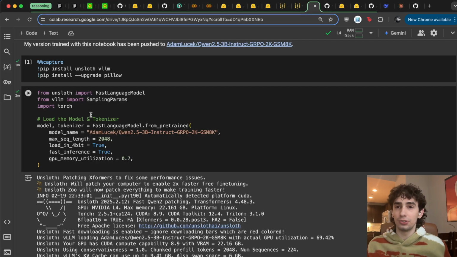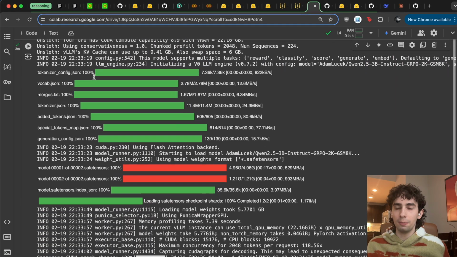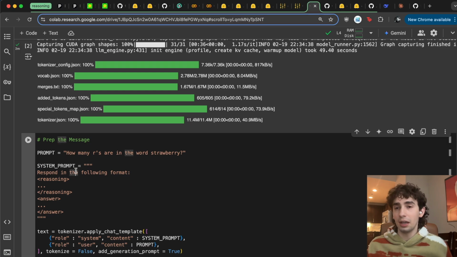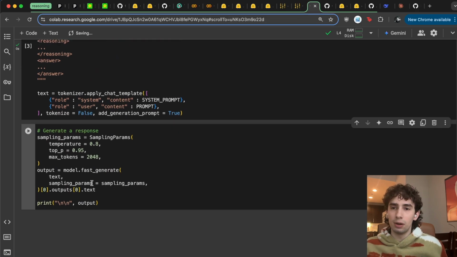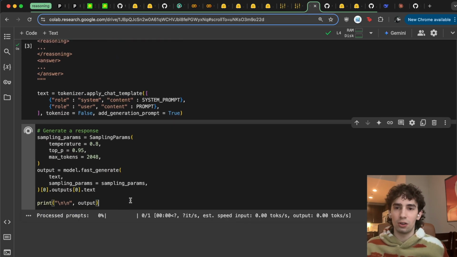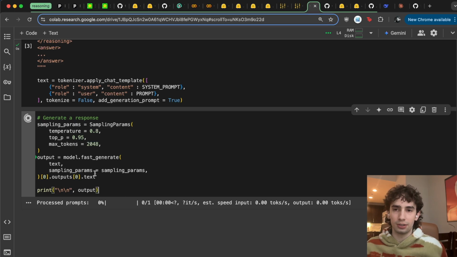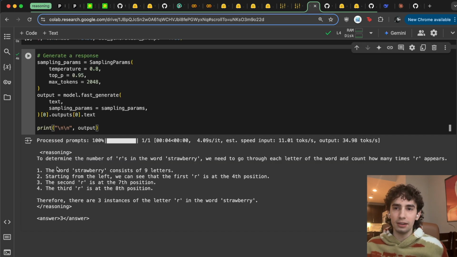So once again, using Unsloth to load our model, what we can do is go down here and prep our message. We'll use the classic how many R's are in the word strawberry, as well as our expected system prompt here, and create the text that we're going to pass to the model. So running that through, and then what we'll do is pass that all off to the model to process and output. And what we get back here is some reasoning.